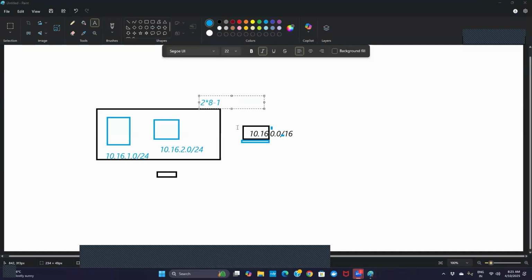So these many IPs you'll get, 2 power 8 minus 1. Sorry, when I say 24, 32 minus 24, what is the value you get? 8. And 2 power 8 minus 1 is 255. Yes, around 255 IP addresses we will get in this subnet.